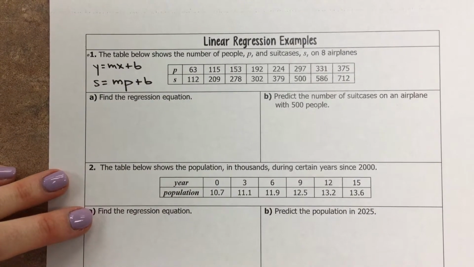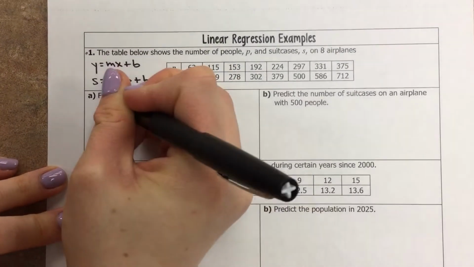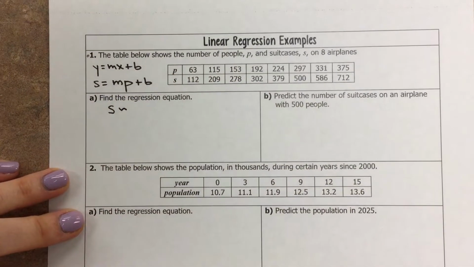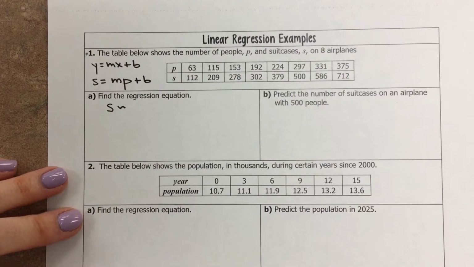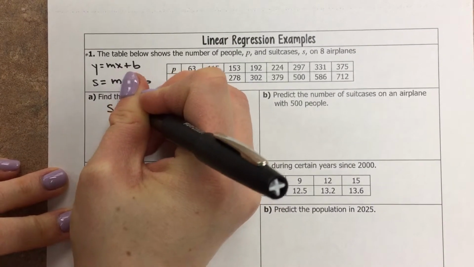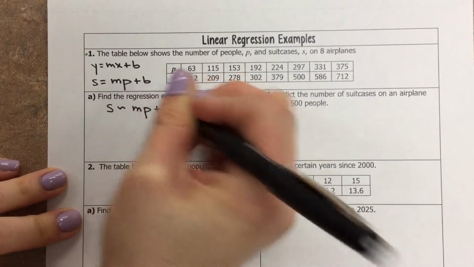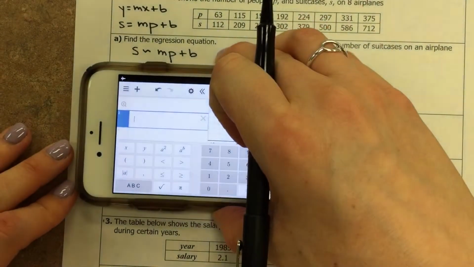And here's what you're going to type into Desmos. So we're going to start with the s, and then there's this little squiggly sign that I'll show you how to type in. What that little squiggly sign does is it makes the regression. Okay, and then we just type mp plus b. So we're typing this right into the calculator. So let me show you how to do that.